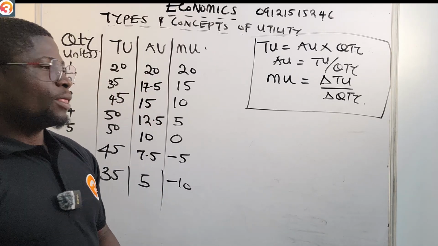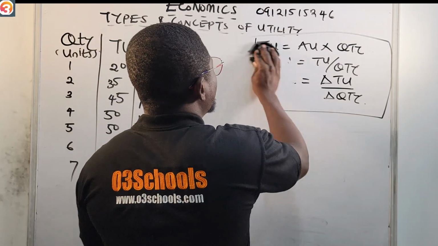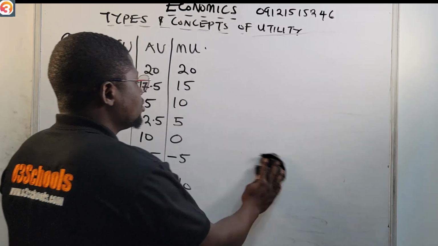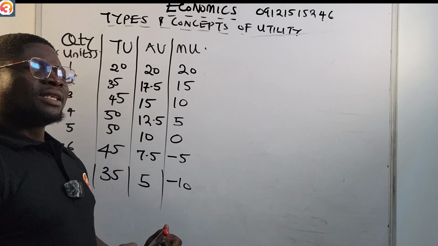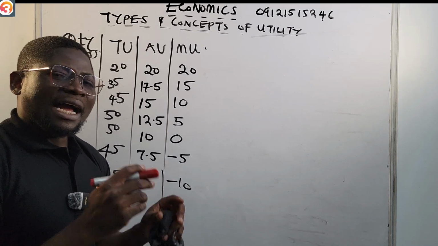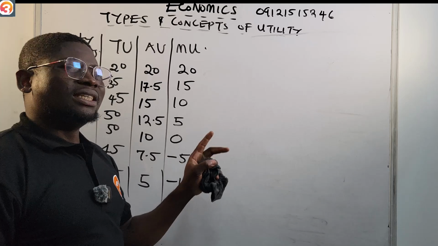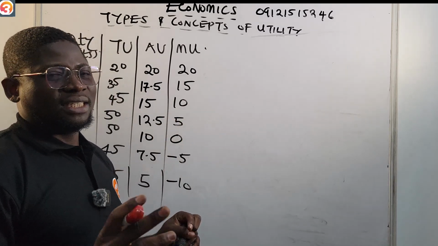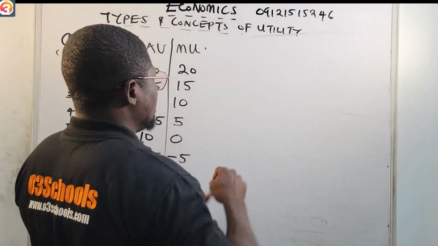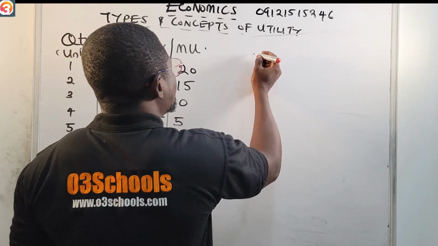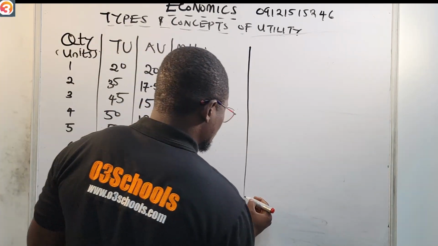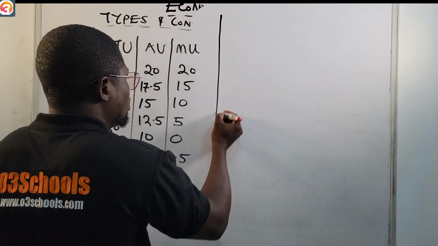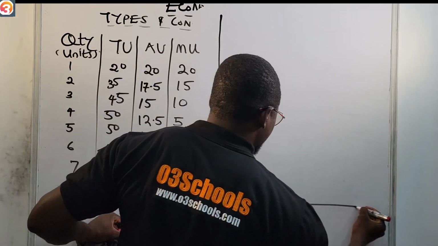Now we'll draw the graph of this schedule that we have with us. In our graph, I'm going to draw the total utility and marginal utility on the y-axis, and then the quantity on the x-axis. So this is how it will look. I'm going to have something like this. I need more space, sorry. So I'm going to plot our graph like this.